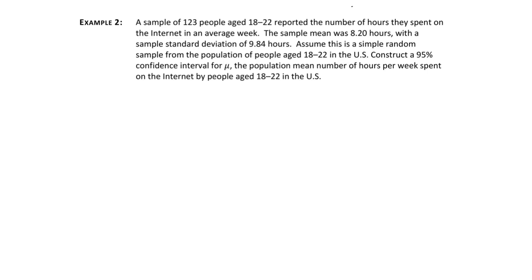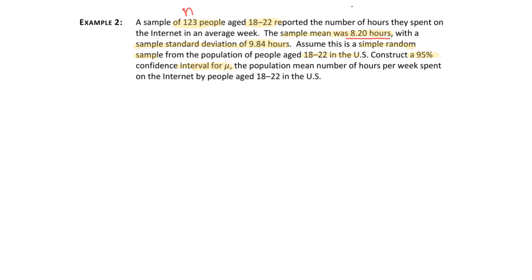Let's look at another example and highlight the important information while reading. A sample of 123 people aged 18 to 24 reported the number of hours they spend on the internet in an average week. The sample mean was 8.20 hours with the sample standard deviation 9.84 hours. Assume that this is a simple random sample from the population of people aged 18 to 22 in the US. We need to construct a 95% confidence interval for mu.